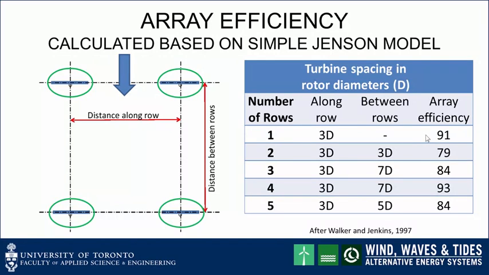You can see the array efficiency is calculated to be 91% of what the 4 turbines would produce if there was undisturbed wind. The last 2 rows of the table show the effect of downstream spacing. Along the row, the spacing is 3D. Between the rows, if you have 7D spacing, 7 diameters downstream, we get 93% efficiency. If we decrease this distance to 5D, then we get a decreased efficiency of only 84%.